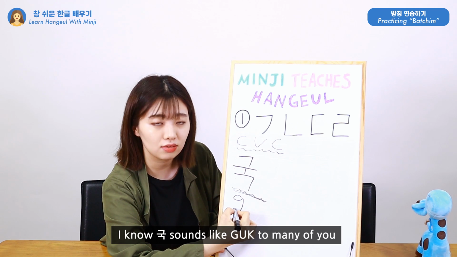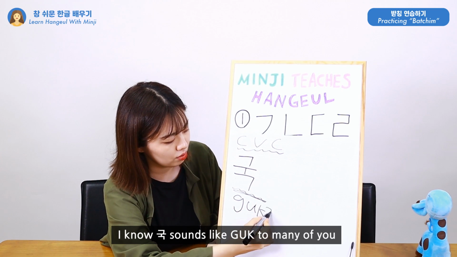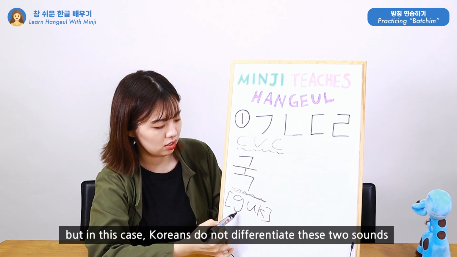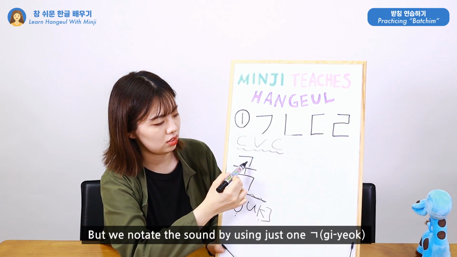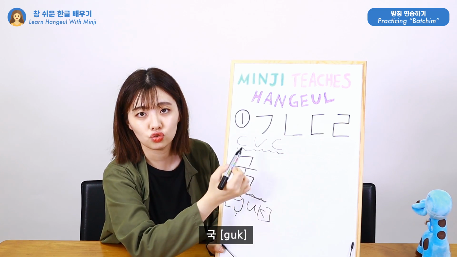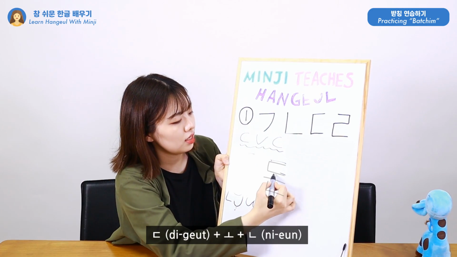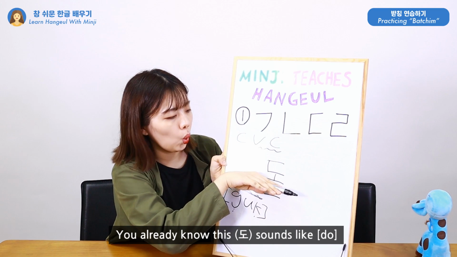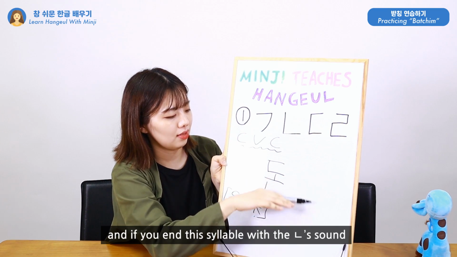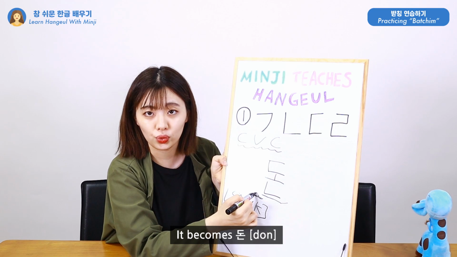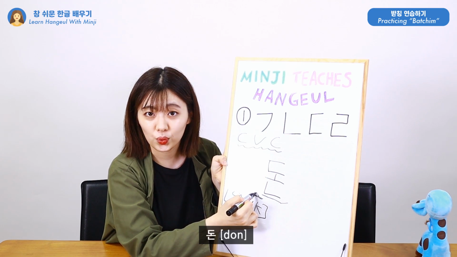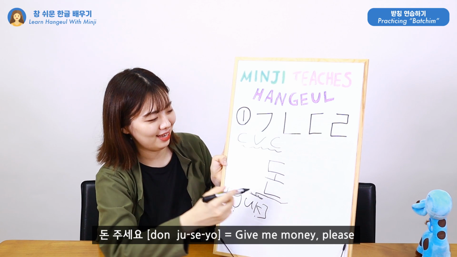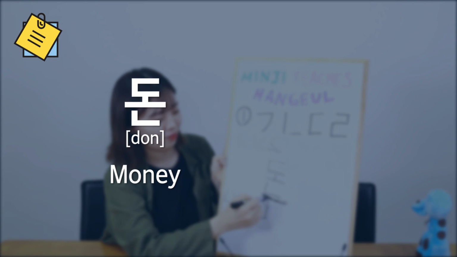I know it sounds like gi-yeok to many of you, but in this case, Koreans do not differentiate this G or K sound. We just use it with gi-yeok. 국. How about this one? di-geut, o, ni-eun. You know this sounds like 도, and if you end this syllable with the ni-eun sound, it becomes 돈, and it means money. 돈 주세요. Give me money, please.